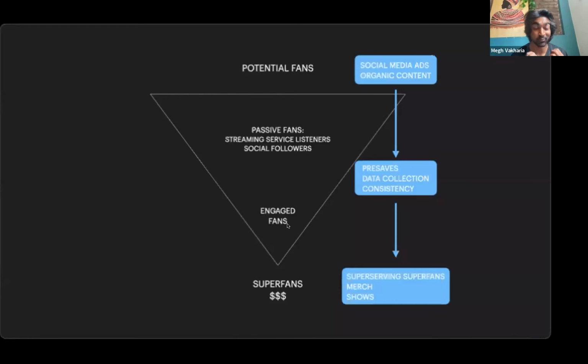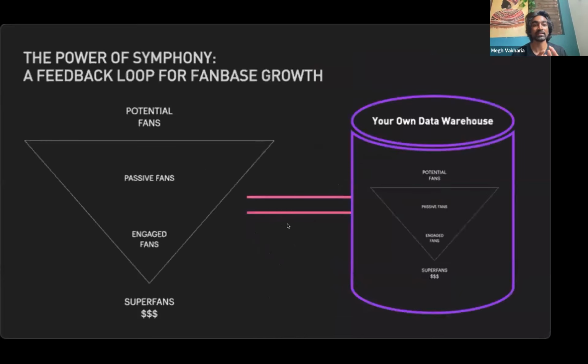There's no silver bullet. I wish I had one, but I don't. Symphony is not the silver bullet, but what we do is make this a lot easier. This is the part where I talk about Symphony a little bit. This whole idea of building fan bases is how we built out our platform. The issue has always been that all this data, potential versus passive versus engaged versus super fans, has been all over the place: Feature FM, chart metrics, your Shopify, your email list.